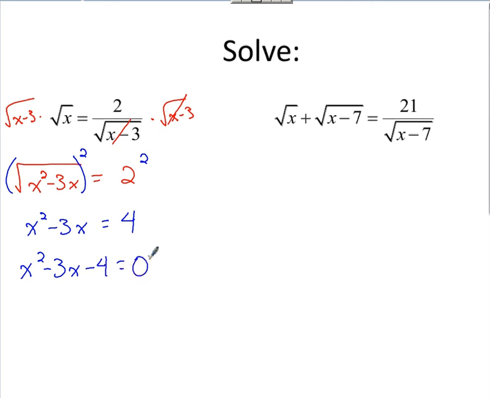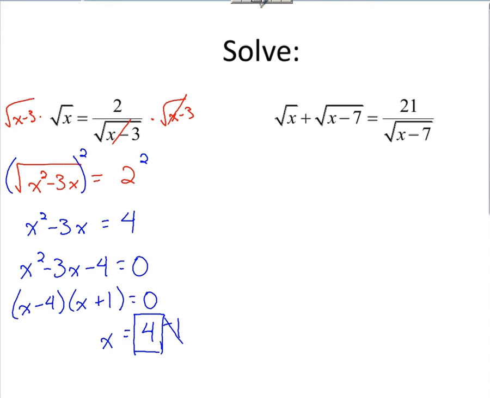Quadratic forms, so subtract over the 4. Do a little factoring. Set each factor equal to 0 and solve. X would be 4 and negative 1. Now it's just a matter of checking. Can't take the square root of negative 1, take that out. 4 though works.